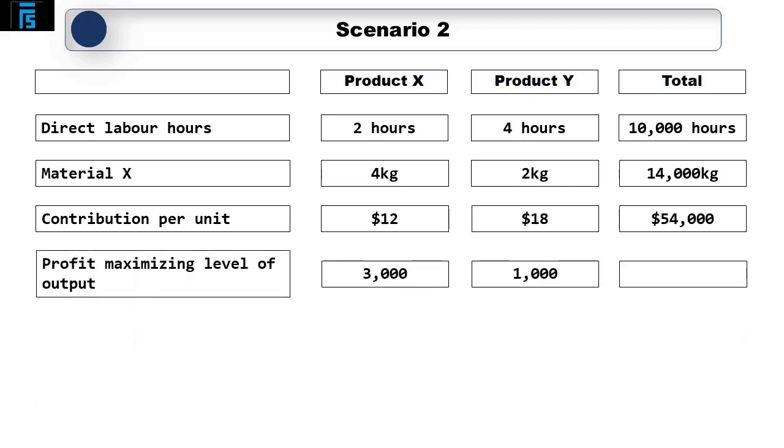The optimal production of X and Y has been calculated as 3,000 units of X and 1,000 units of Y. This would be calculated using linear programming since there are two limited resources, labor and material. It's important that you are able to calculate this optimal level of production. If you're struggling with it, please do look back at the video on linear programming.